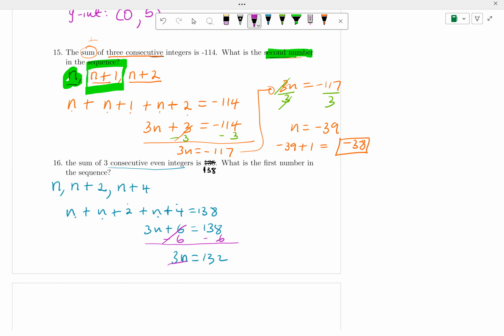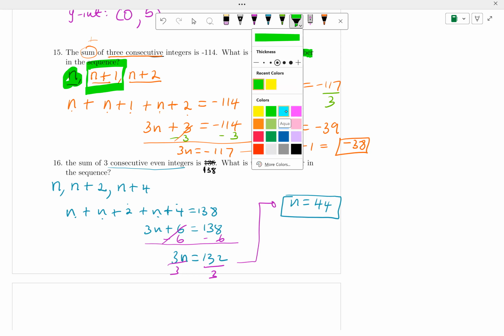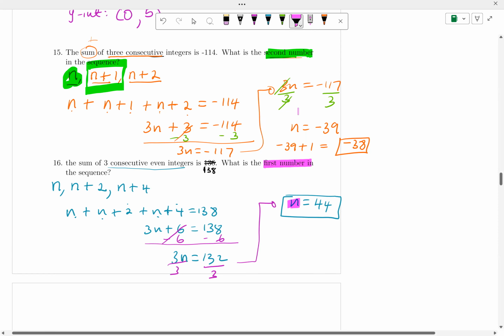So we divide this by 3, divide that by 3. I'm running out of room again. Just going to move this over here. So n equals, I believe, 44. And this one was asking for the first number. So that's why we were able to keep that answer and not have to do anything fancy. It asks for the first number, and the first number was n right there. We have it already. That's it.